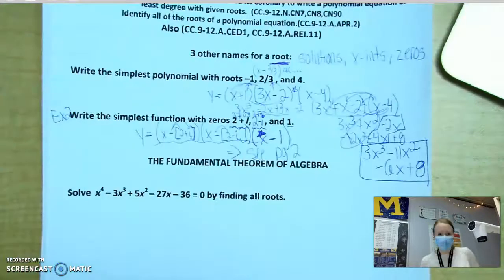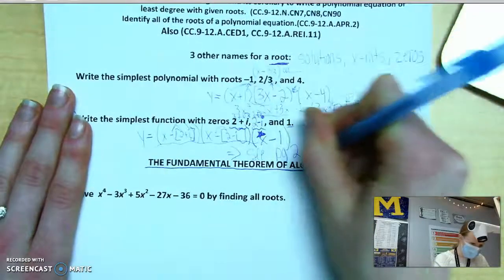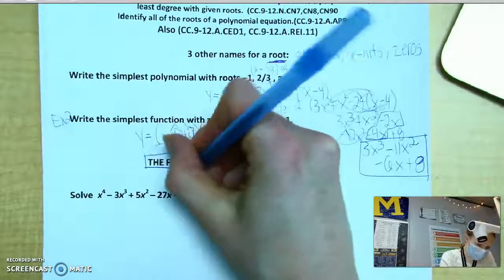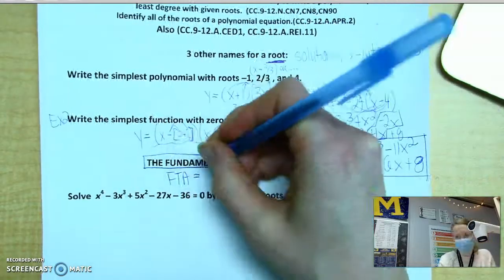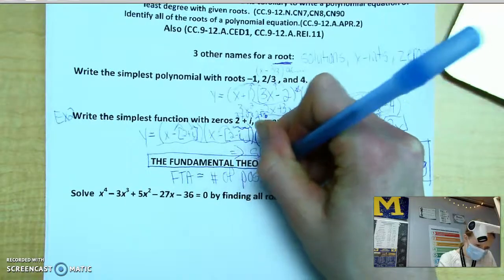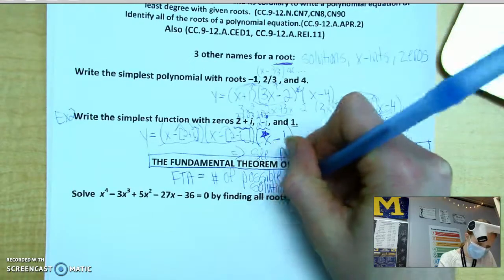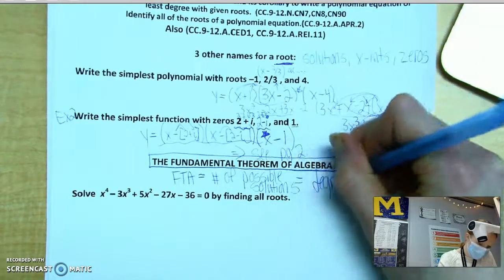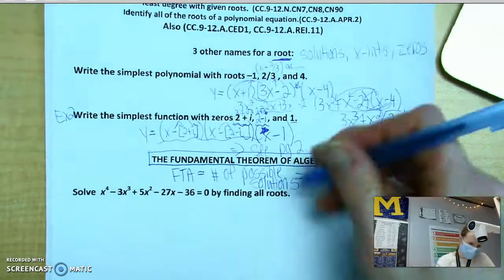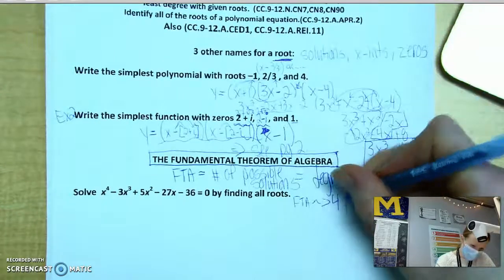Email me. All right. The next big concept is called the fundamental theorem of algebra. So according to the FTA, this says that the number of possible solutions is equal to the degree. Every time. So if our degree is 4, in this case by FTA, there are 4 possible solutions, right?